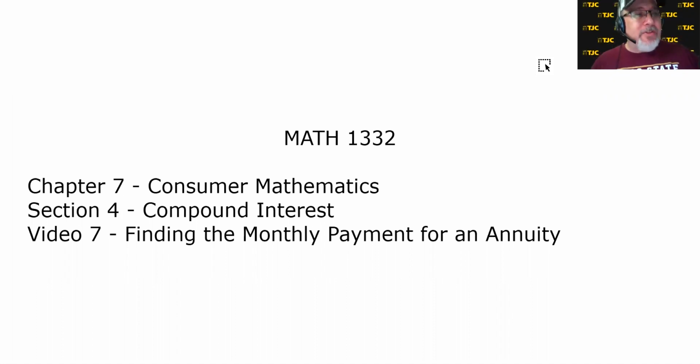Or as I like to call it, the annuity formula backwards. Because in the previous video, we basically said, if I make this much payment per period, how much will I have at the end? But sometimes you need to flip that around and say, I need this much money at this point in the future. How much should I make on regular payments now to get to that goal?